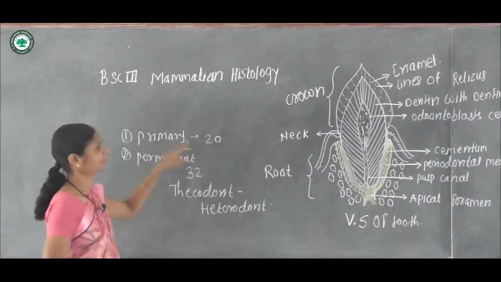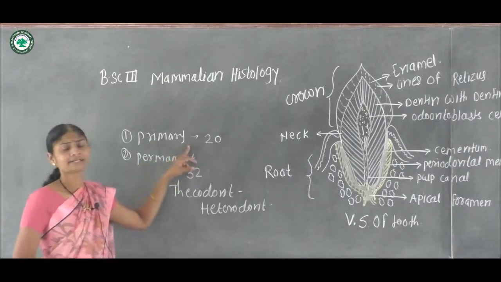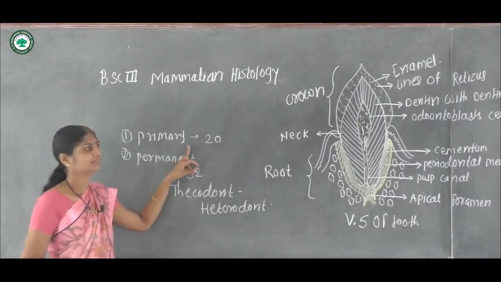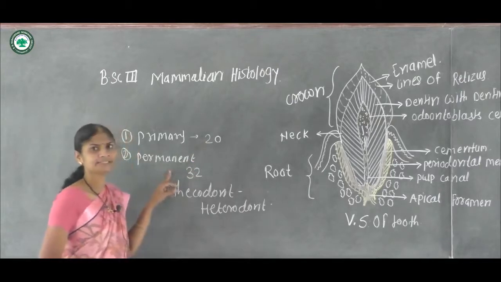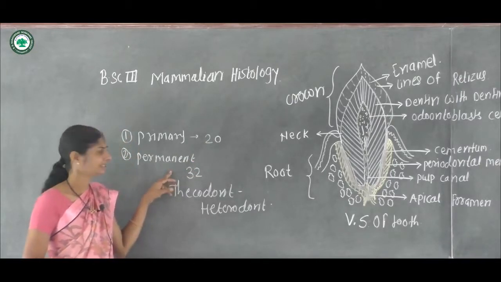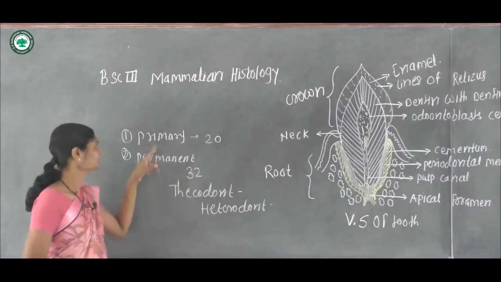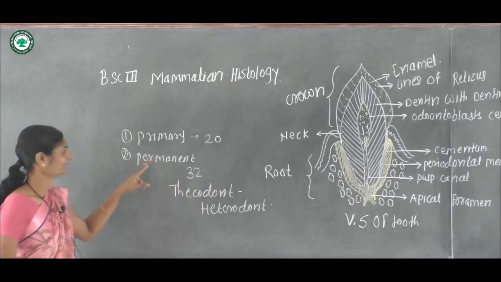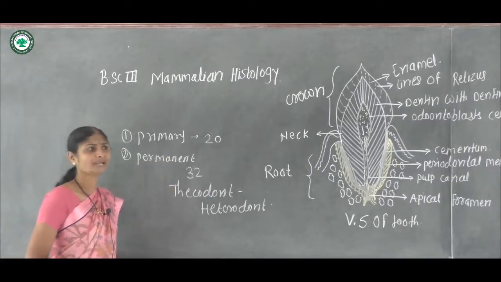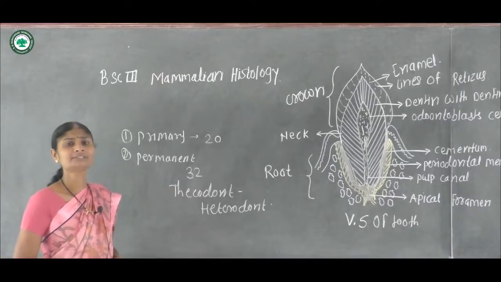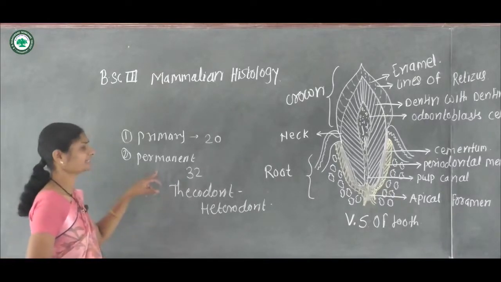In mammals, teeth are of two types, that is primary teeth and permanent teeth. The number of primary teeth is 20. They are also called deciduous teeth. These teeth are replaced by permanent teeth. The number of permanent teeth is 32. So it is called diphyodont teeth, having two sets present.